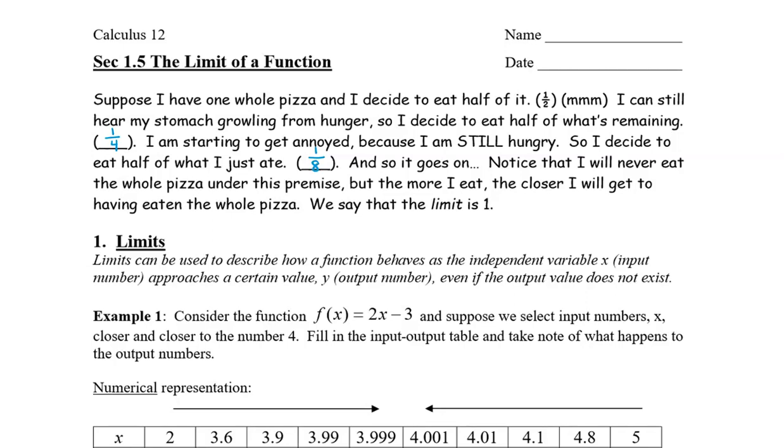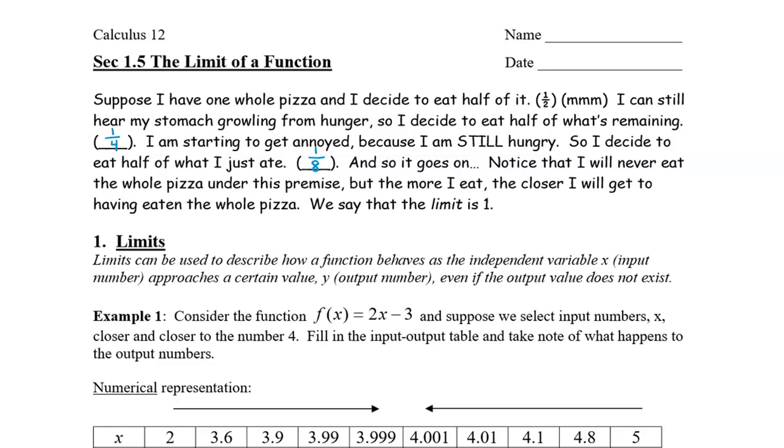Notice that I will never eat the whole pizza under this premise, but the more I eat, the closer I will get to having eaten the whole pizza. So we say that the limit is 1, being the whole pizza. Now limits can be used to describe how a function behaves as the independent variable x, which is the input number, approaches a certain value y, which is the output number, even if the output value does not exist.